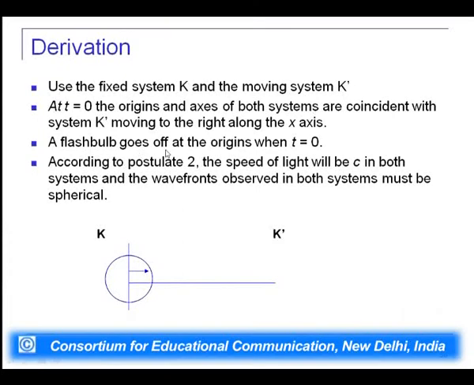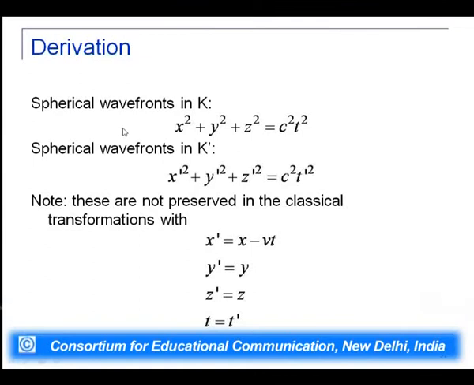A flash bulb goes off at the origin when t is equal to 0. According to postulate 2, the speed of light will be c in both systems, and the wavefront observed in both systems must be spherical, either moving or static, like this. Then we define the spherical wavefront in K by this equation: x square plus y square plus z square is equal to c square t square. That is the static frame.